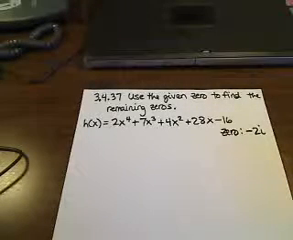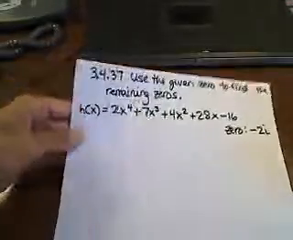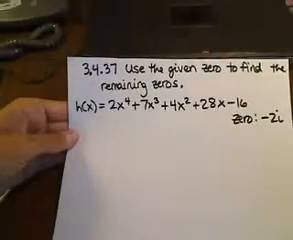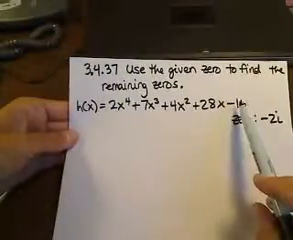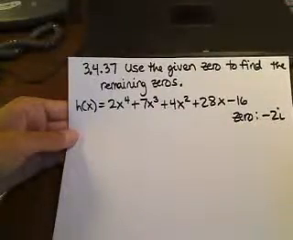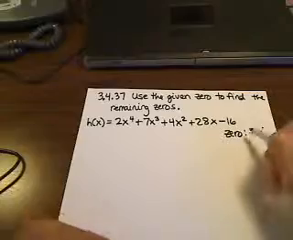Here's another problem that was asked over email. It's the same type of problem as the previous one that was posted on YouTube just a few minutes ago, 3.4.37. Again, the directions are to use the given zero to find the remaining zeros. They give you this function right here, and then they tell you that one of the zeros is negative 2i. Okay, so the same as in the last video.